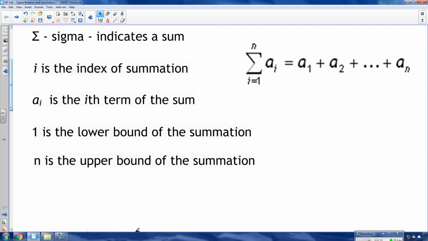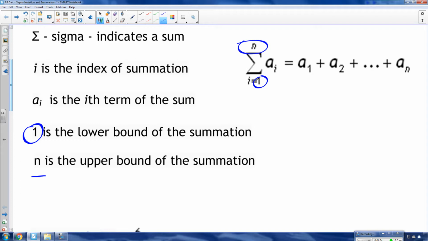In this case, 1 is the lower bound. Oftentimes 1 will be the lower bound for your summations. Sometimes it'll be some other whole number. For this one, it's 1, but it does not have to be. And n is your upper bound. It could be a number, or it could actually just be n.